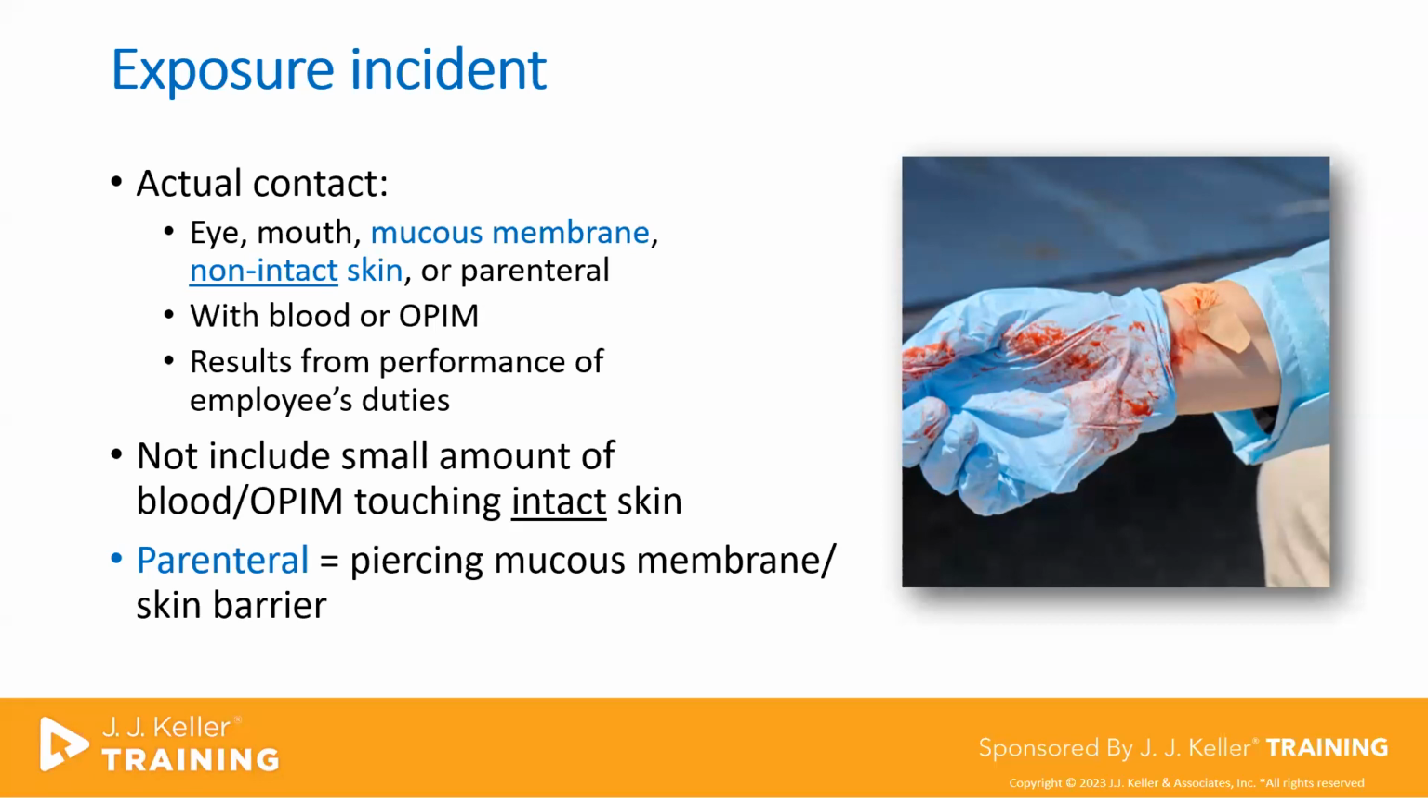Mucous membrane basically means the inside of your nose or mouth or in your eye. Blood or OPIM that splatters into your nose, mouth, or eye is considered an exposure incident. By non-intact skin, OSHA includes skin with dermatitis, hangnails, cuts, abrasions, chafing, and so on. Parenteral means piercing mucous membranes or the skin barrier, such as by needle sticks, cuts, or abrasions. And this includes human bites that break the skin, such as may be encountered by prison guards and police, or in an emergency room or psychiatric ward.